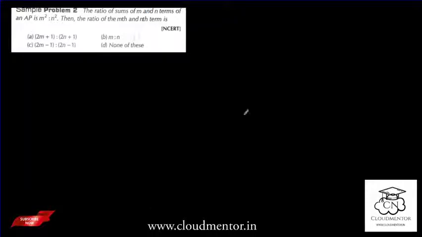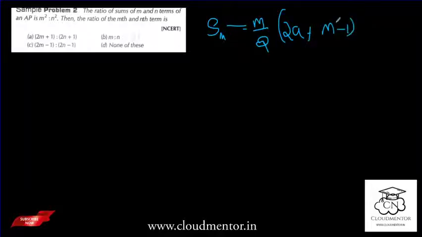So here, let a and d be the first term and common difference of the AP. We know the ratio of the sums of m and n terms is given. So the sum of m terms is m by 2 of 2a plus m minus 1 into d.